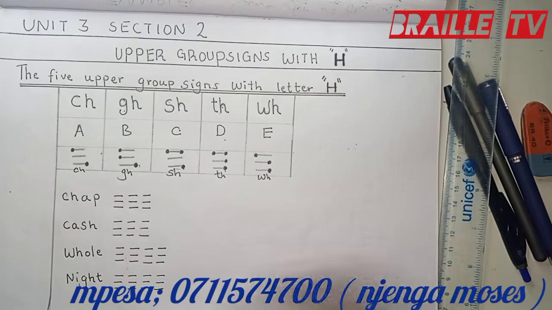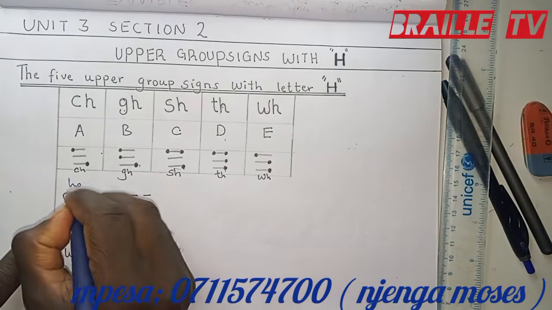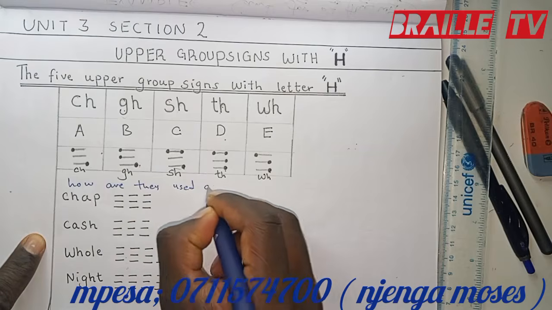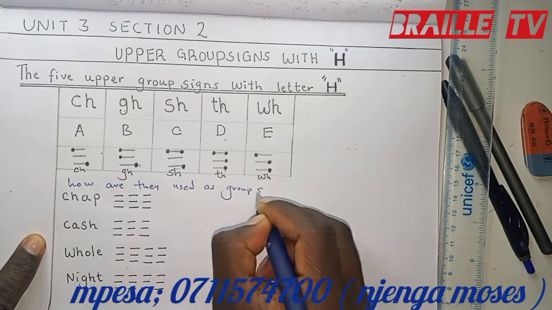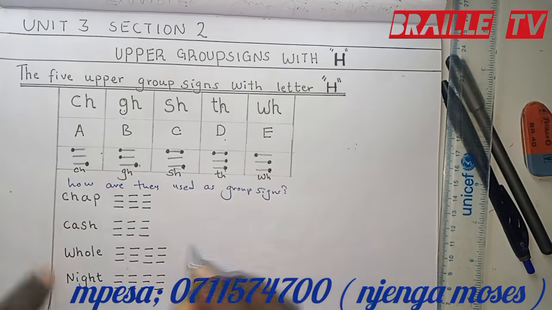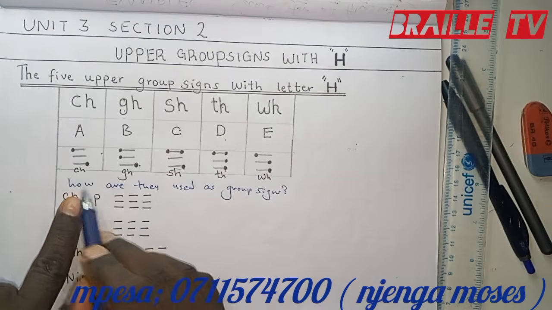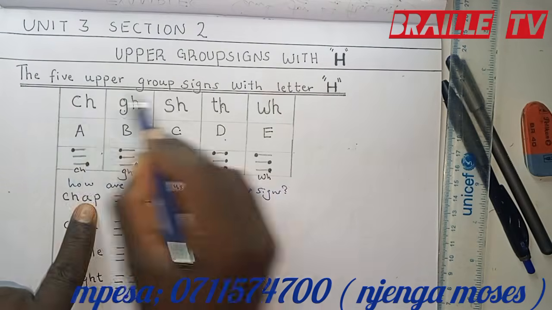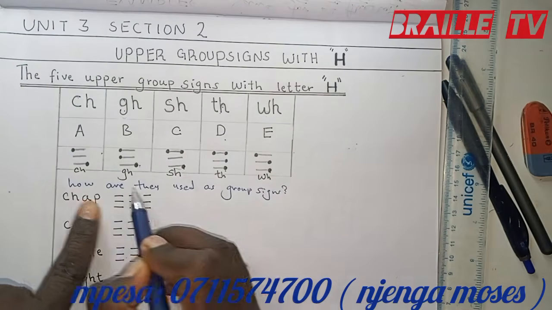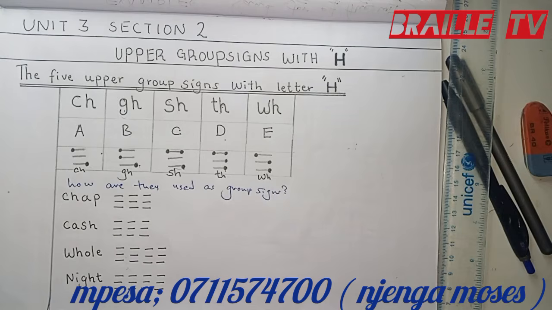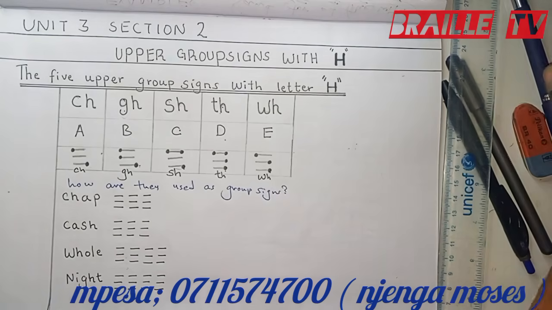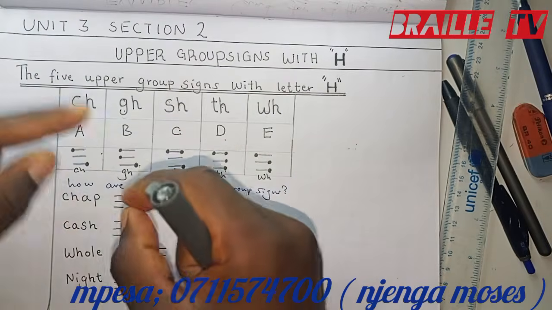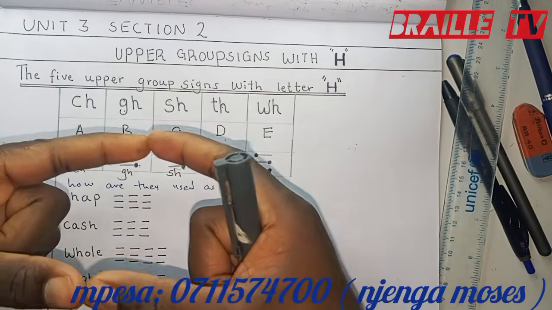So we can ask ourselves here, how are they used as group signs? This question is asking how these 5 group signs are used as group signs. Remember, in the previous lesson we said that group signs are where you have a word and you contract a sign which is inside that word. That's basically how group signs work.